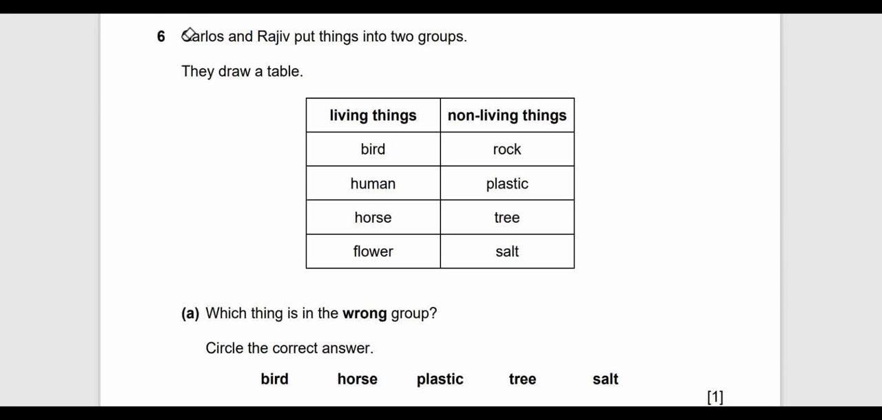Okay, question 6. Carlos and Rajiv put things into 2 groups. They draw a table, living things and non-living things. For living things: bird, human, horse, flower. For non-living things: rock, plastic, tree, and salt. Question A, which thing is in the wrong group? Circle the correct answer. Is it bird, horse, plastic, tree, or salt? 10 seconds from now.